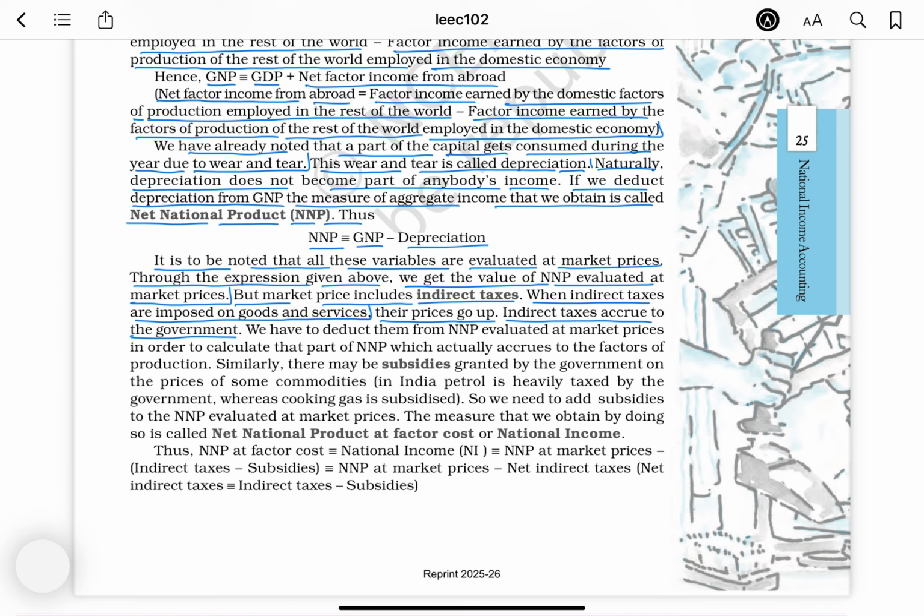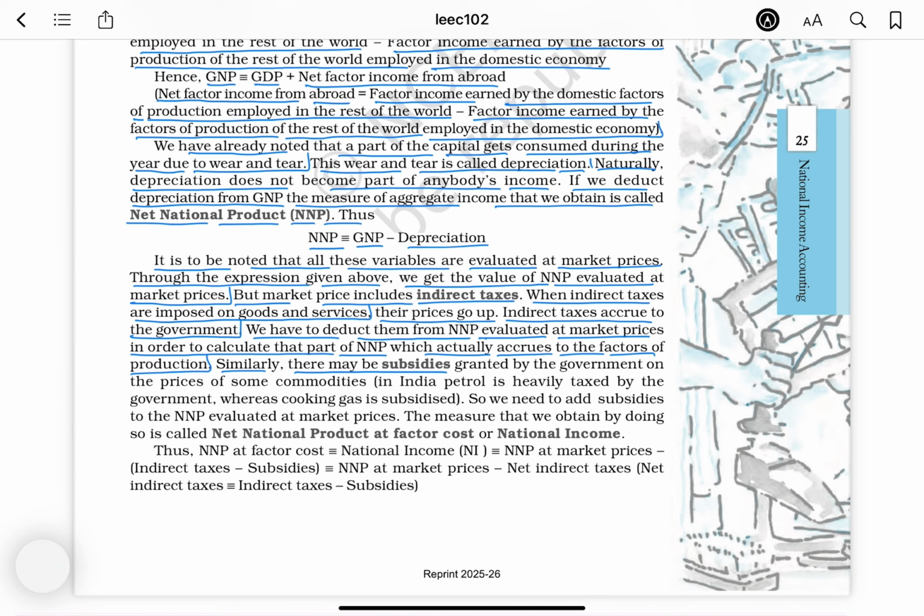Indirect taxes accrue to the government. We have to deduct them from NNP evaluated at market prices in order to calculate that part of NNP which actually accrues to the factors of production.